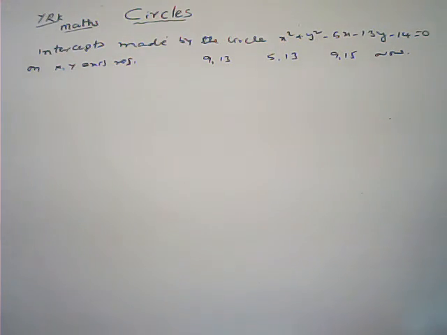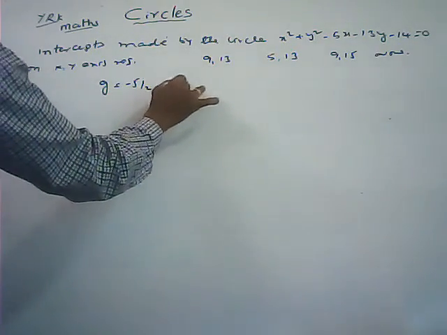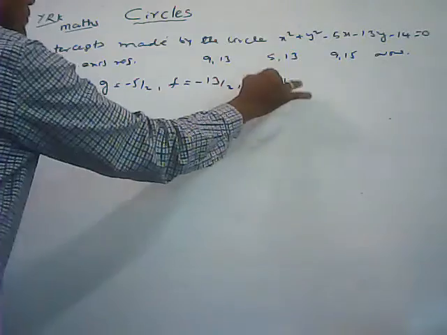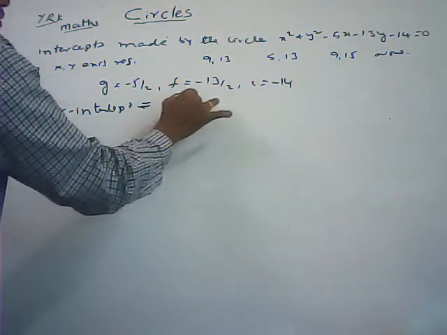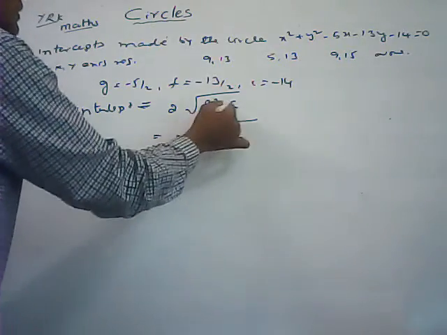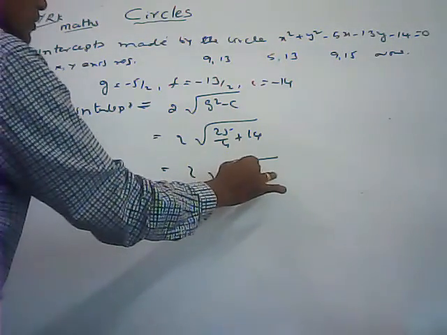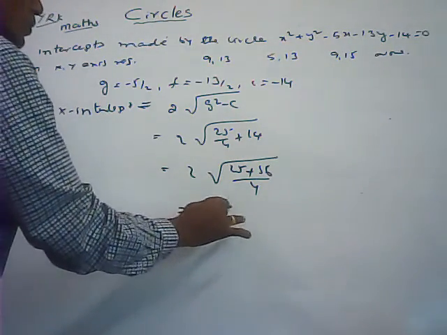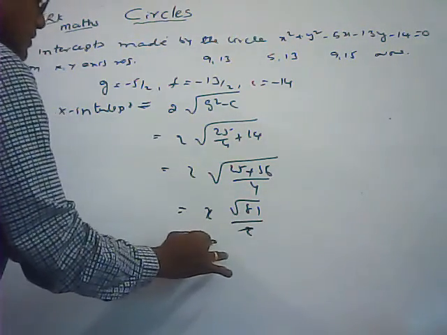Next, the intercepts made by the circle on the x and y axes respectively. If an equation of the circle is given, first we write the g value, -5/2, the f value, -13/2, and c = 14. The x-intercept is 2√(g² - c) = 2√(25/4 - 14), which is 2√((25 + 56)/4). The 2 gets cancelled, and this is 9.